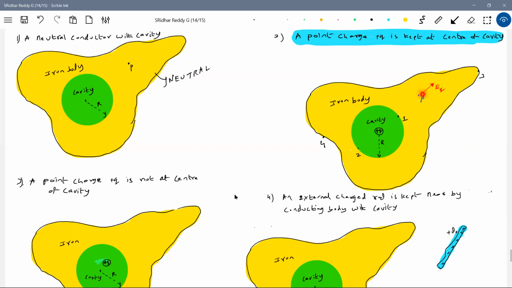What went wrong? We are saying that the field is present. We are saying the net field is present. The net field should be 0. Then who will counterbalance this field? So for that purpose, this point charge will induce a charge. What will this point charge do? It will induce negative charge. Will it induce negative or positive charge everywhere? No, on the inner surface of the cavity, it will induce negative charge.